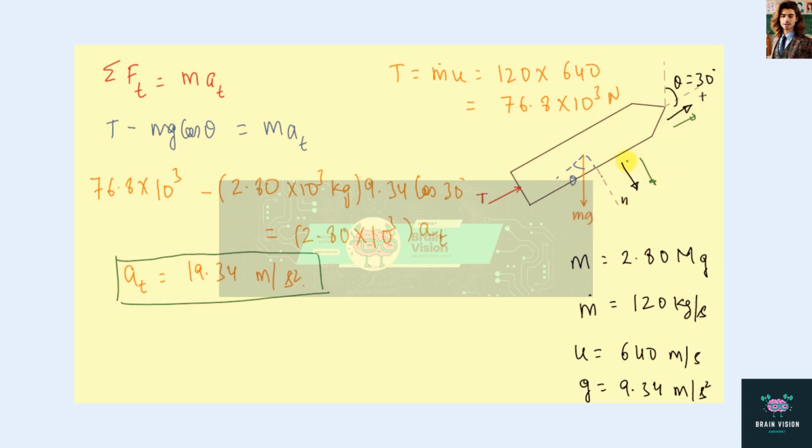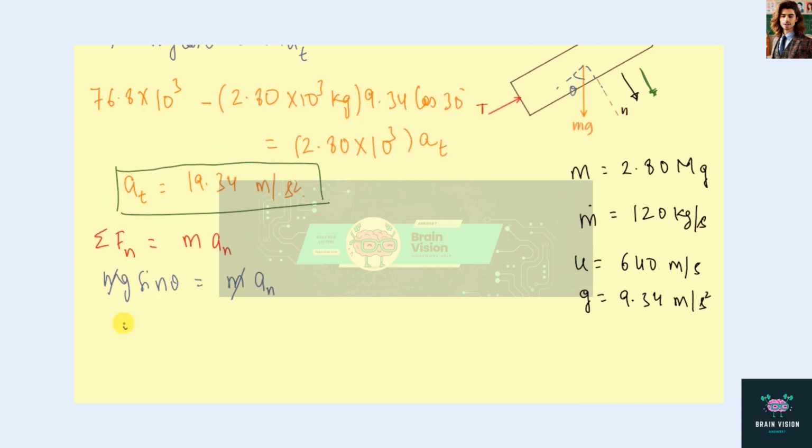Now in the next part we have to calculate the acceleration of the rocket in the n direction. For that we can use the same law, Newton's second law of motion. Sigma Fn, this time in the n direction, equals m times an. In the n direction we have only one force, that is mg sine theta. So mg sine theta equals m times an. Here m and m cancel out, and we get the expression for acceleration an to be g sine theta.